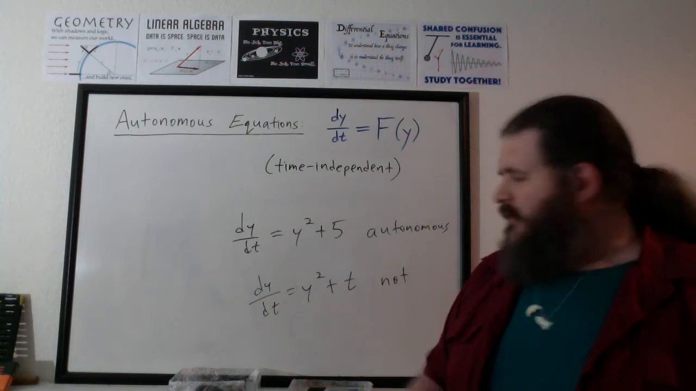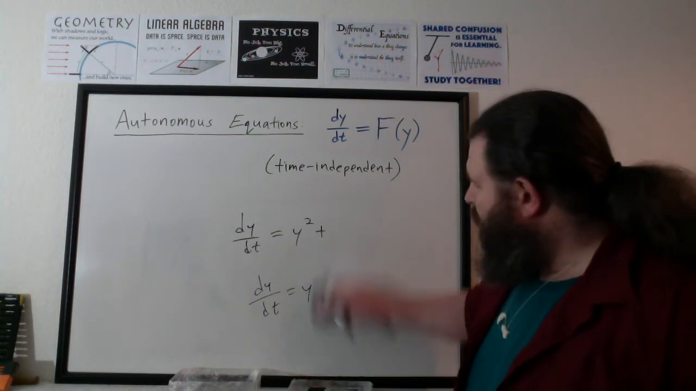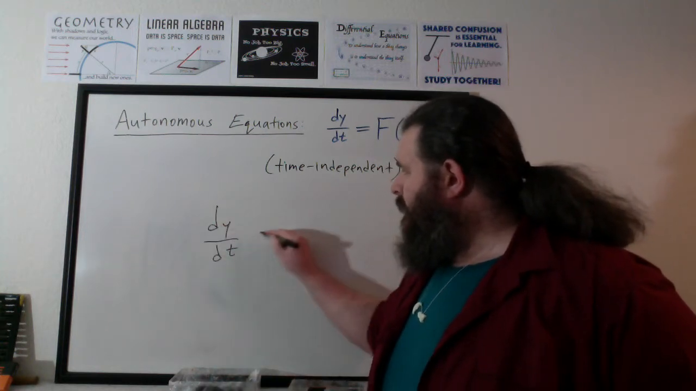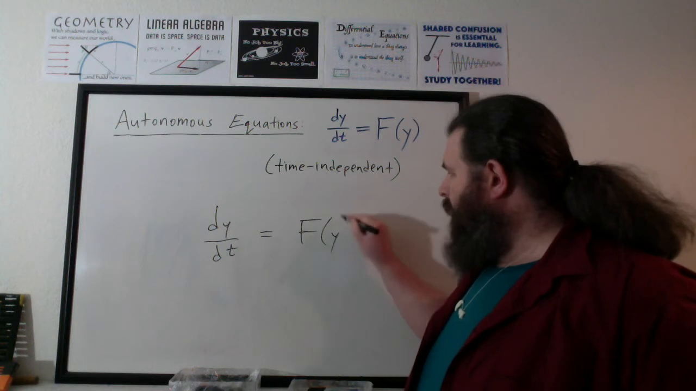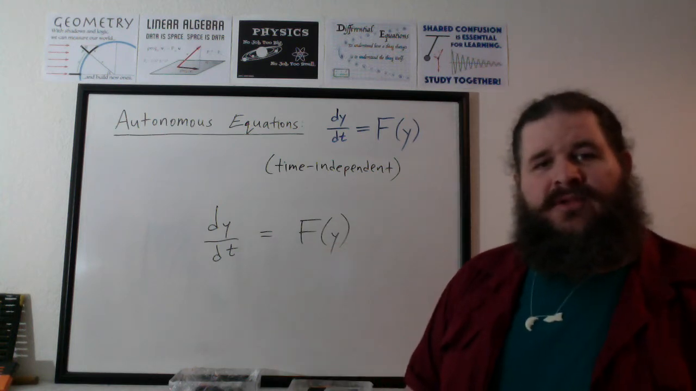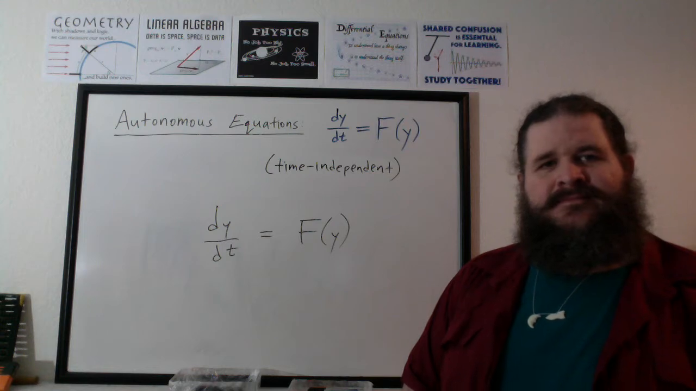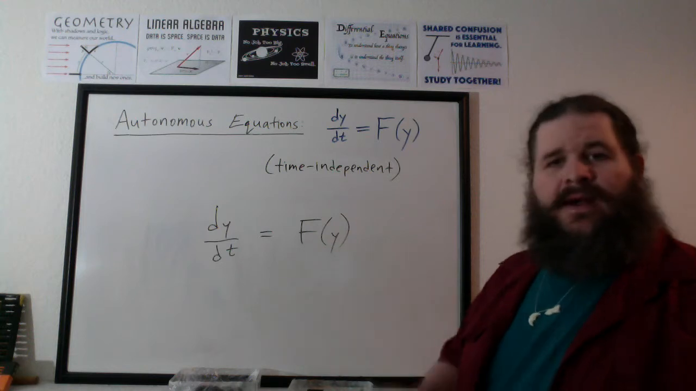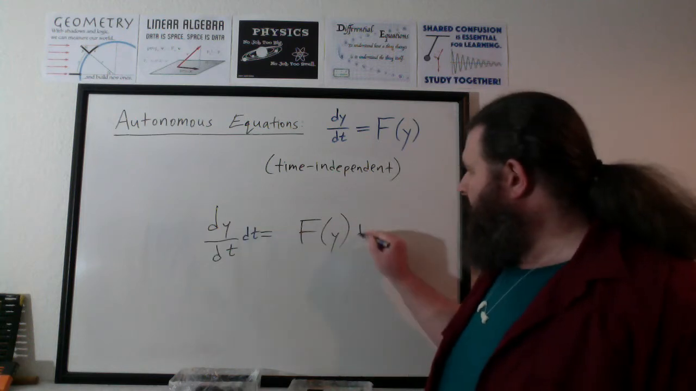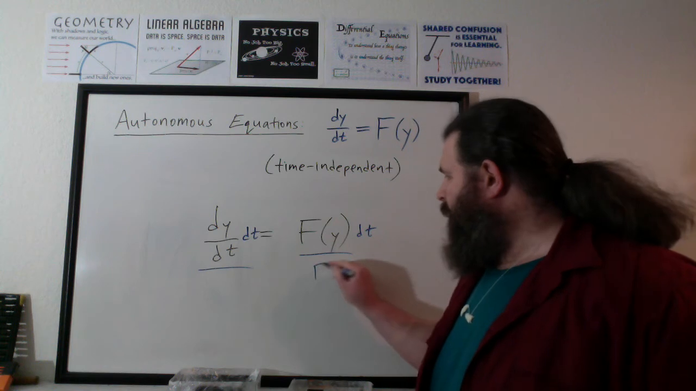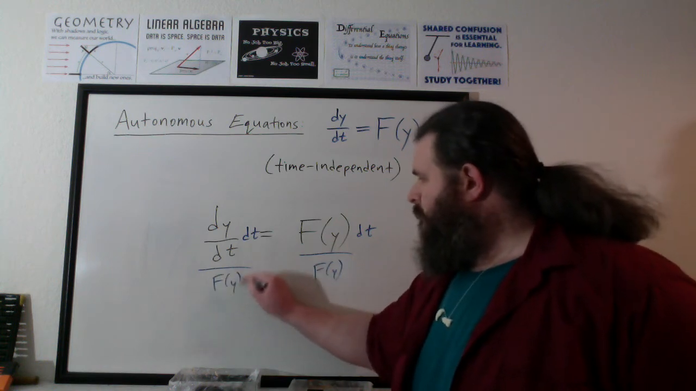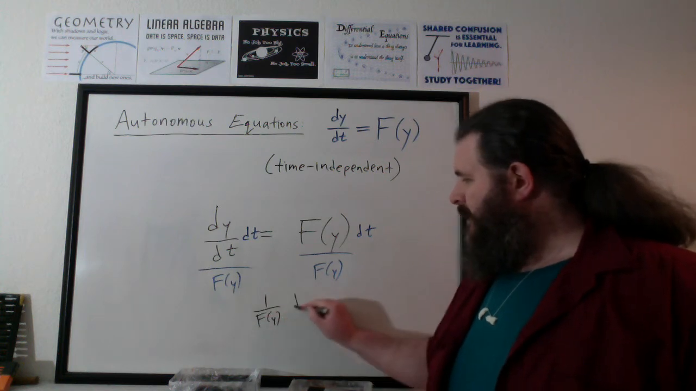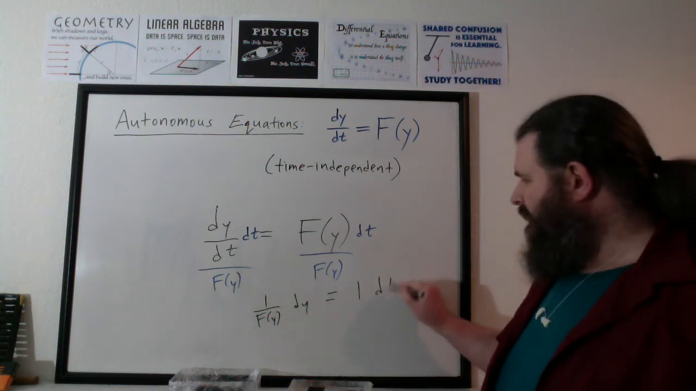One of the advantages of autonomous equations is that they can always be solved, guaranteed, in a certain way. If you just have dy dt equals some function of y alone, do you see what technique could always be used to solve this? Good thing to check first, can we separate variables? Note that this is just a function of y only, so if you multiply both sides by dt and divide both sides by that function of y, you end up with 1 over a function of y dy equals 1 dt.